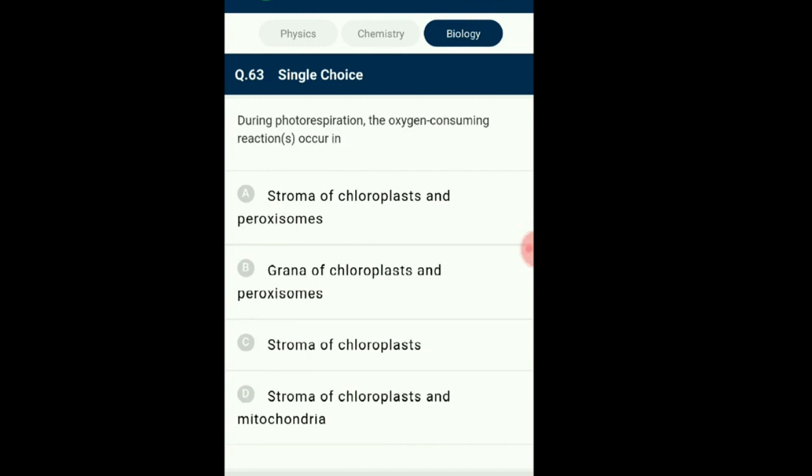Question number 63. During photorespiration, the oxygen consuming reaction occurs in. Photorespiration is the process that occurs in C3 plants. In this process, peroxisomes, chloroplast, and mitochondria take part. The oxygen-consuming reactions occur in peroxisomes and stroma of chloroplast, while the carbon dioxide releasing reaction occurs in mitochondria. So the answer is option A, stroma of chloroplast and peroxisome.